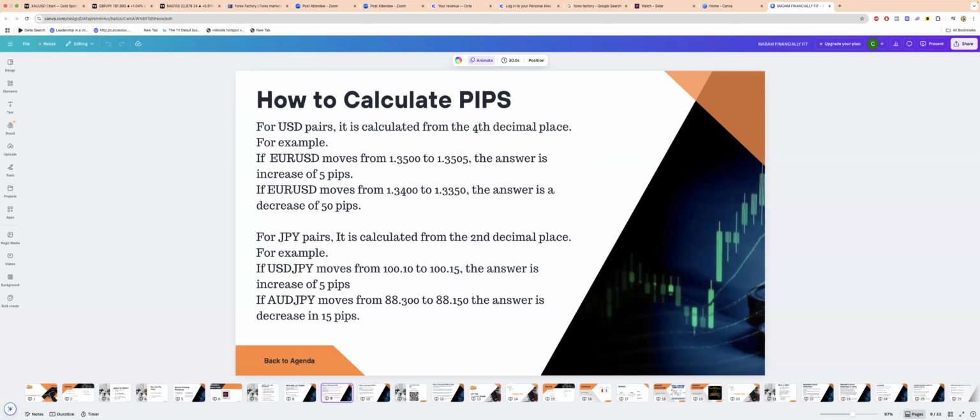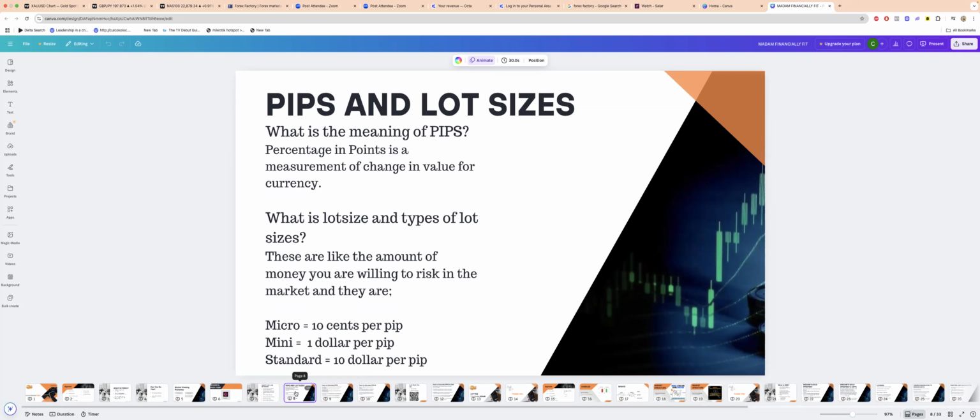I'm going to start with what pips are. Pips means point in percentage or percentage in points. The argument is still going on and they'll argue it forever. I like point in percentage, though even my colleague says percentage in points. However you call it, it's just the measurement of change in value for a currency. You already went through lot size, so I just need to explain what pips are again. Let's go to the next slide.